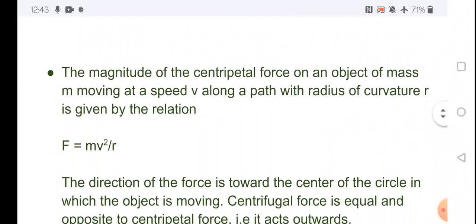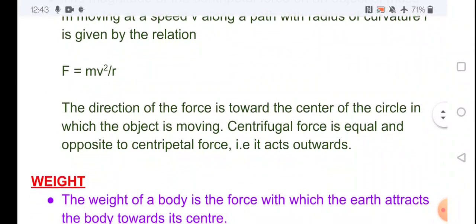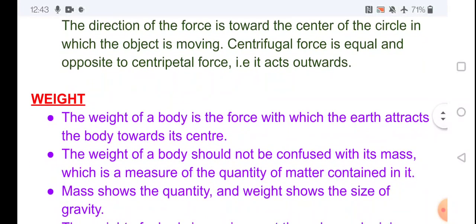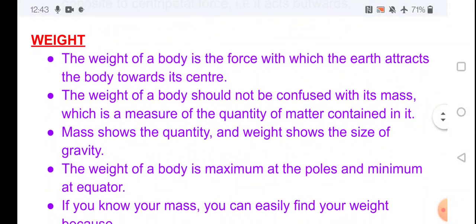Next, centrifugal force is equal and opposite to centripetal force. That is, it acts outward. We know that centripetal force acts towards the center of the circle, whereas the centrifugal force always acts in the outward direction.